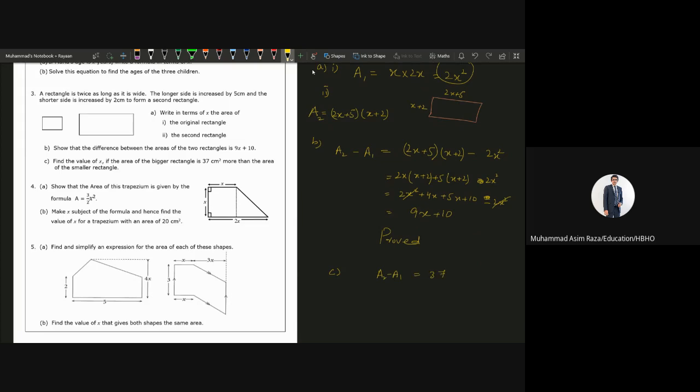So therefore, we can write it down like 9x plus 10 is equal to 37. So 9x is equal to 37 minus 10. So you have 9x is equal to 27. And therefore, you can say x is equal to 3. So x is equal to 3 centimeters. This is how you will have to find out the length.